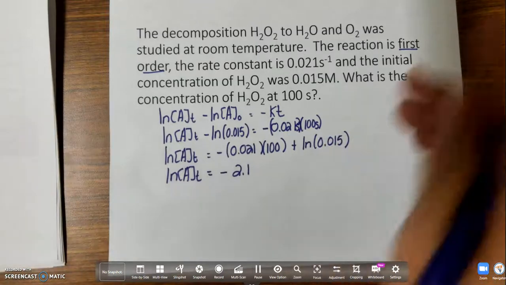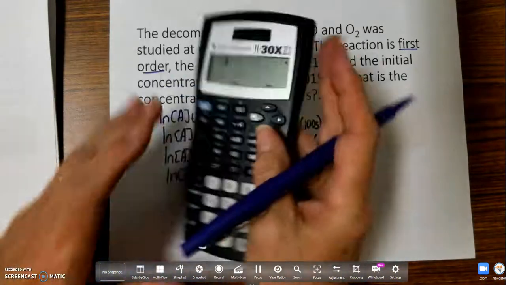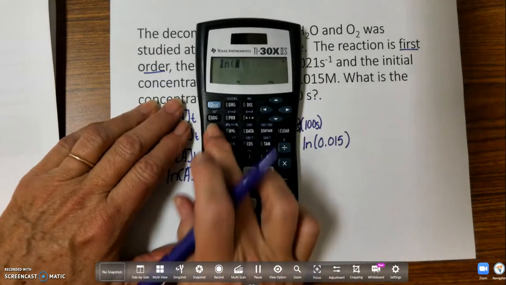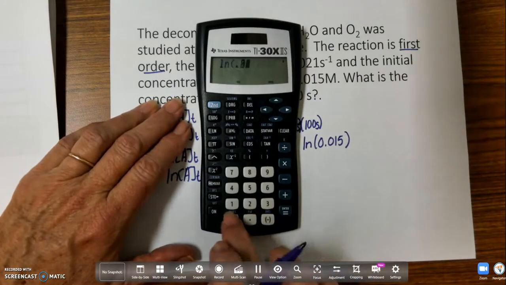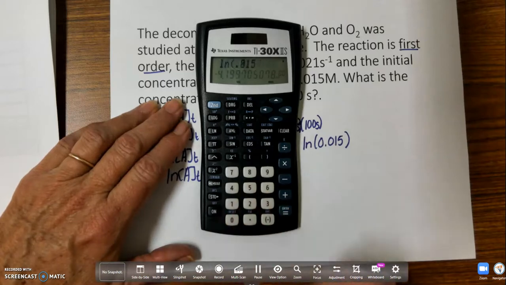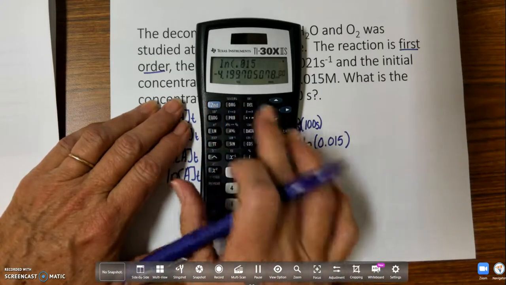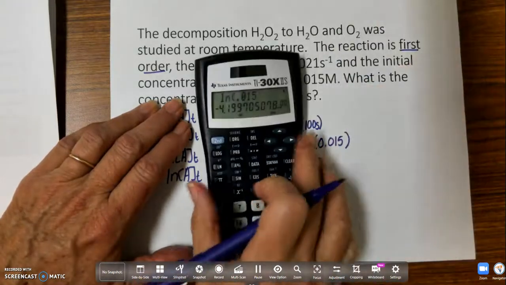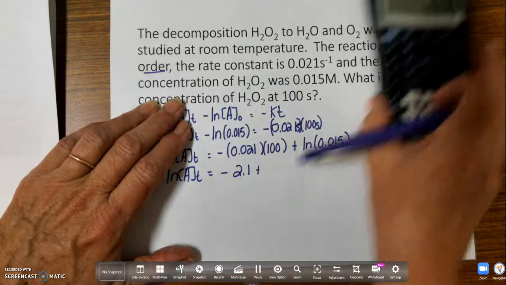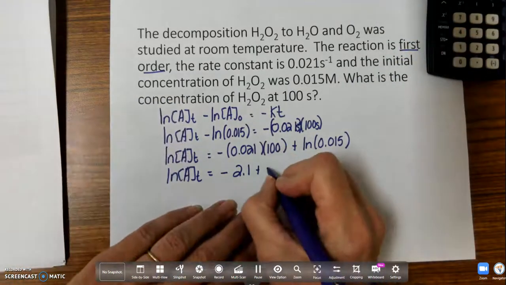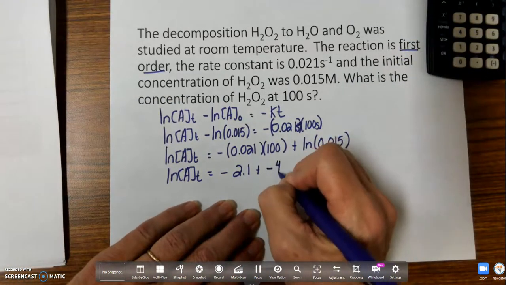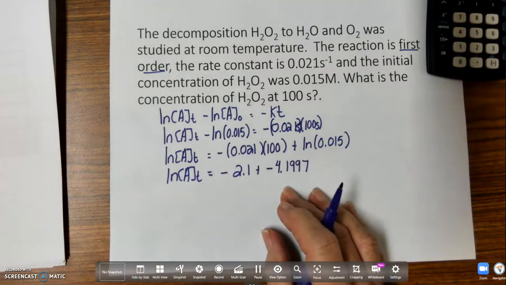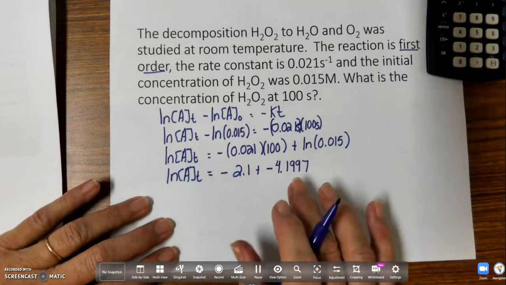Now, how do I get this value? Remember to take the natural log. All I'm going to do is hit my ln key, put in 0.015 and equals, and that is 4.1997. And notice also that it is a negative. When you start taking logs, especially natural logs, you always have to check your sign because they could be negative and they could be positive. And of course, that's going to hugely change your answer. So make sure you get that right.